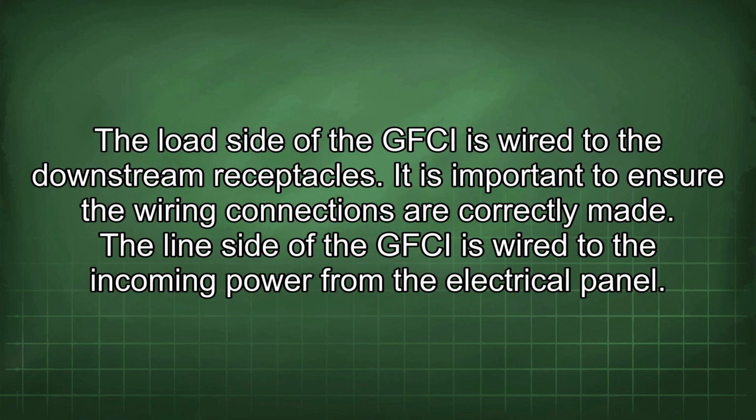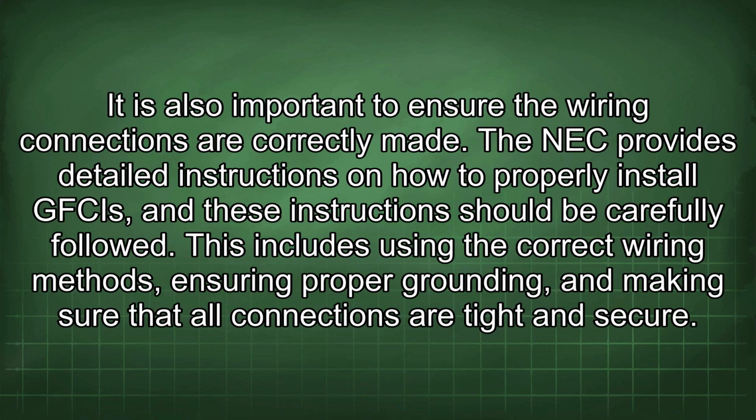The load side of the GFCI is wired to the downstream receptacles. It is important to ensure the wiring connections are correctly made. The line side of the GFCI is wired to the incoming power from the electrical panel. It is also important to ensure the wiring connections are correctly made. The NEC provides detailed instructions on how to properly install GFCIs, and these instructions should be carefully followed. This includes using the correct wiring methods, ensuring proper grounding, and making sure that all connections are tight and secure.